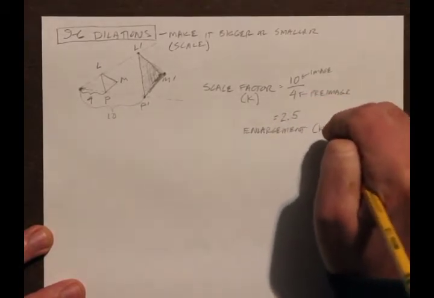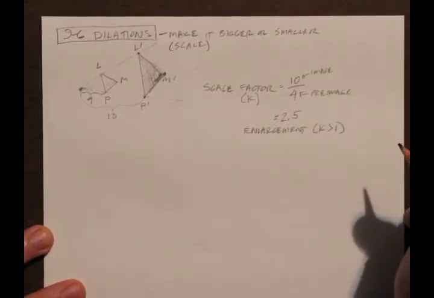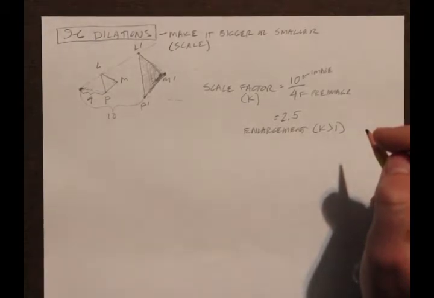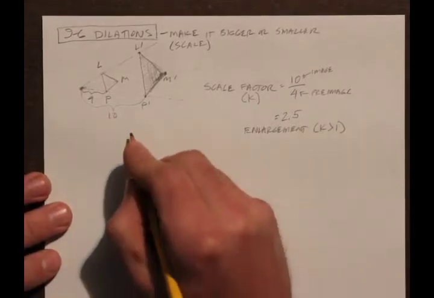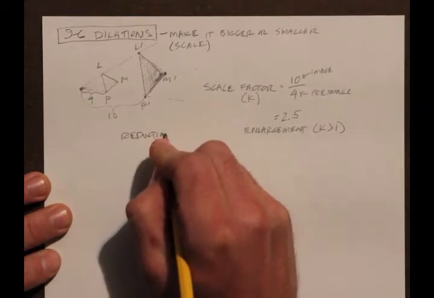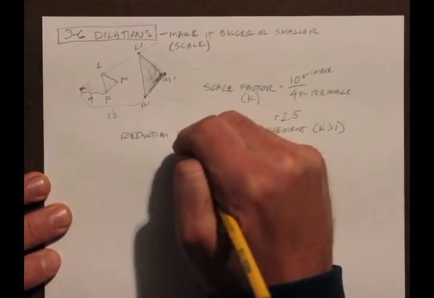If K is greater than 1, then you have an enlargement. Okay. Now, a reduction is when K is less than 1. So I'm going to write reduction over here. And that's when K is less than 1.